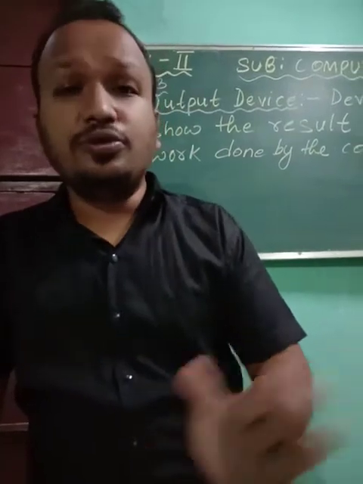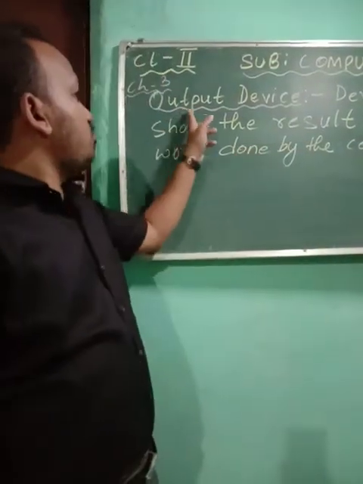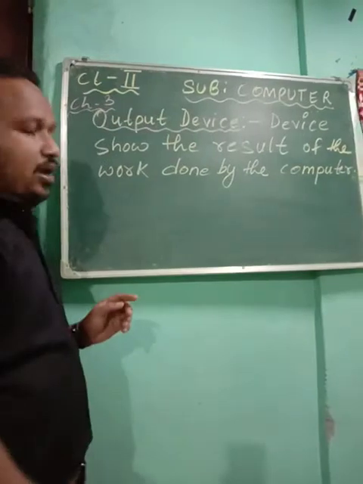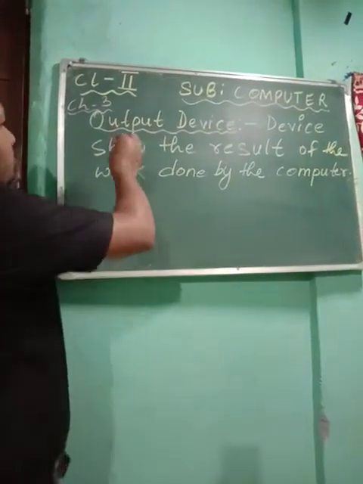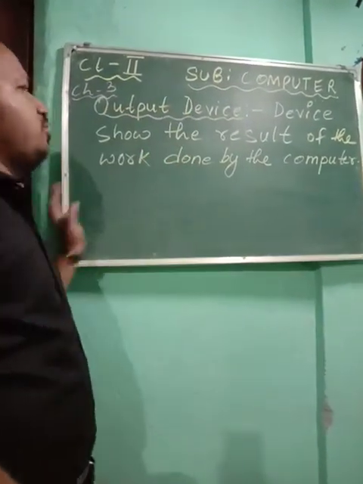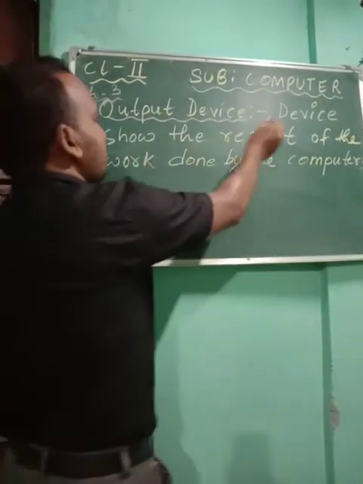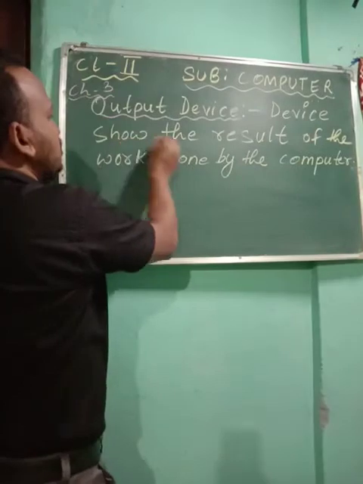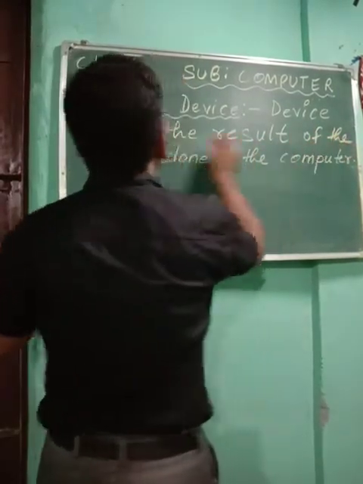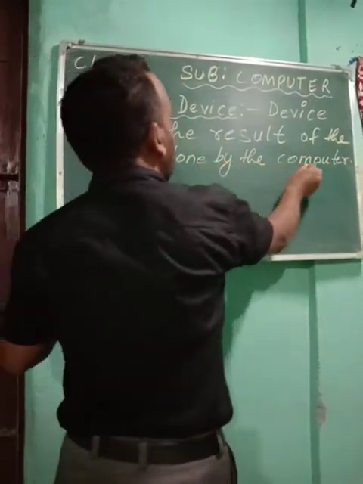Today we are going to learn about output device. Please look at the blackboard. See children, today we are going to learn about output device. First you have to learn the definition. What is an output device? A device that shows the result of the work done by the computer.